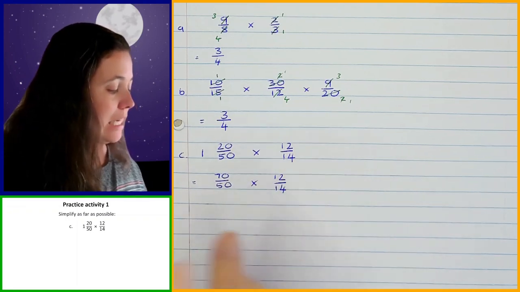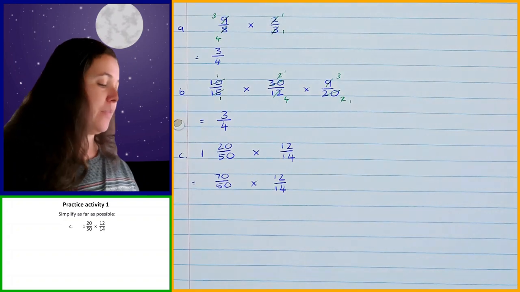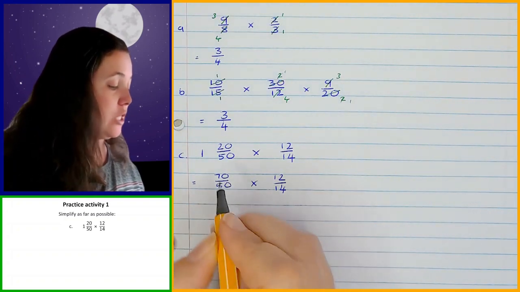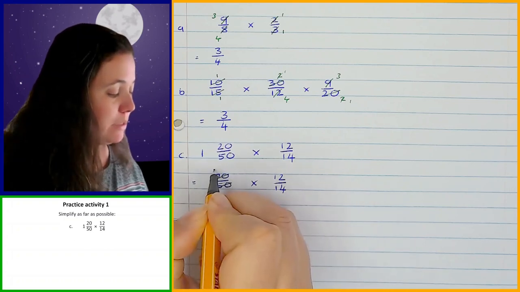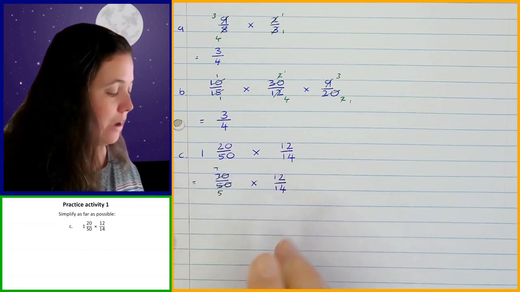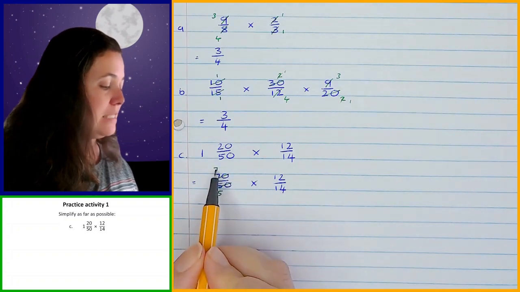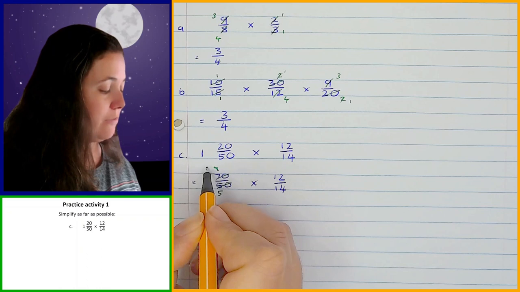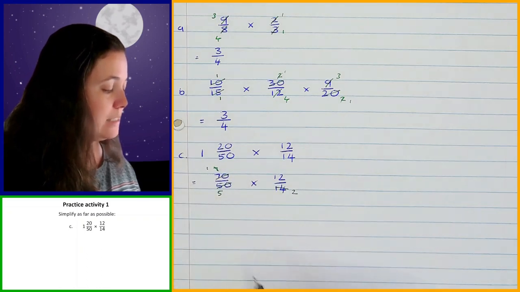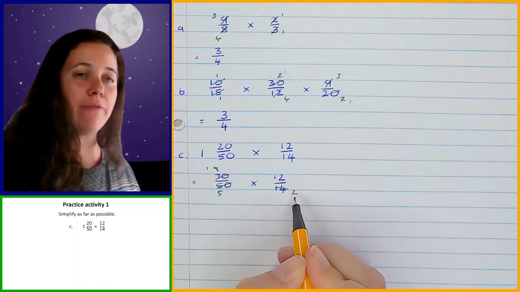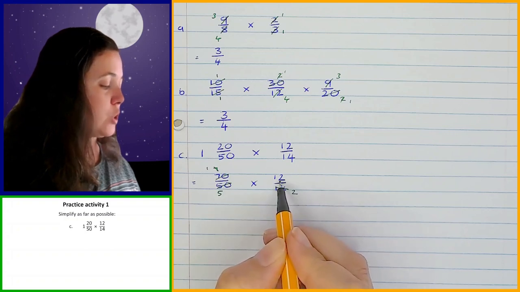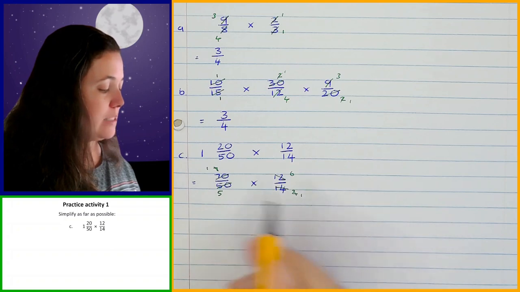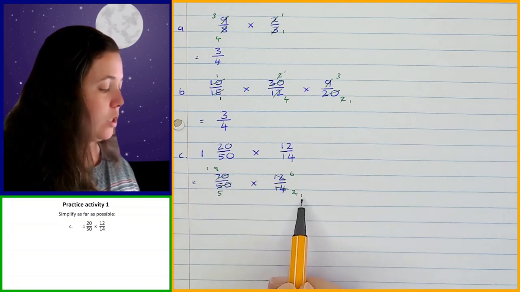Now I'm going to go and I'm going to simplify. The very first thing I'm going to do over here is I'm going to say I've got multiples of 10. So I'm going to simplify that by dividing both of those by 10, giving me 7 and 5. Okay, then I can see I've got 7 over here and 14 over there. 7 goes into 7 once, 7 goes into 14 twice. And then the 2 that I'm left with over here, I can simplify with a 12, and I can say 2 goes in there once and 2 goes in there 6 times. So I'm left with 1 over there and 1 over there.